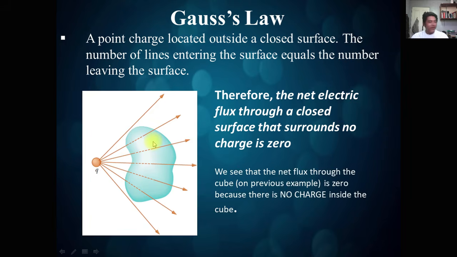So there is no charge inside the cube in our previous example, even though there is an electric field passing through the cube. But as long as there is no charge inside the cube, the electric flux through the cube is 0. The same for this closed surface. I hope you can follow.